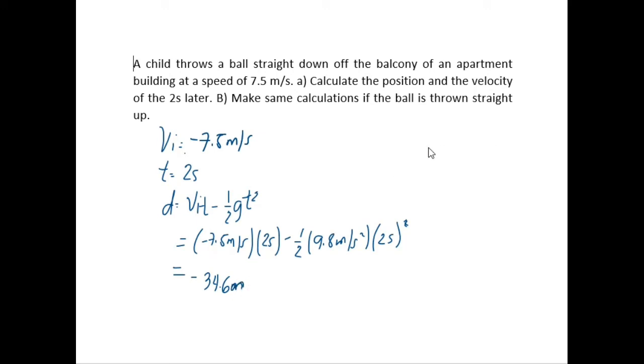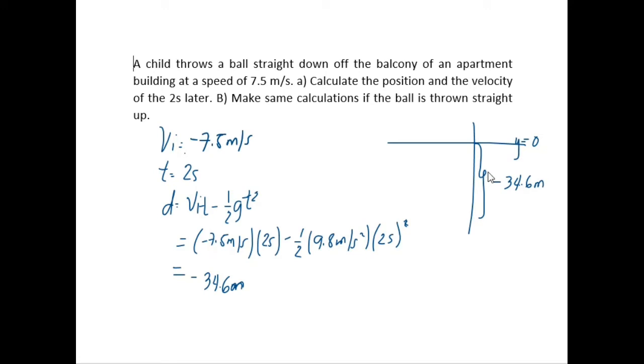So the interpretation for this one, for example, this is your reference, wherein y here is equal to 0. So the ball has already traveled a distance of negative 34.6 meters from this initial position. It doesn't mean that the total distance or the total height is 34.6, but from this point, it has already traveled 34.6 meters.